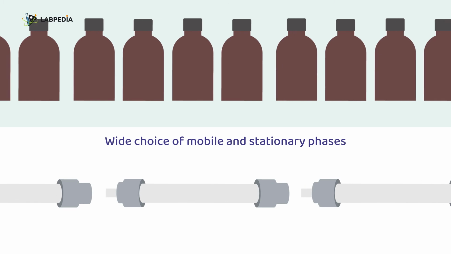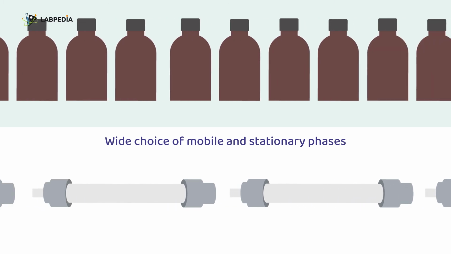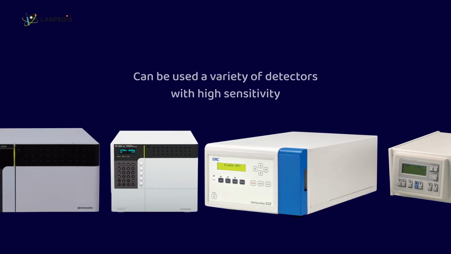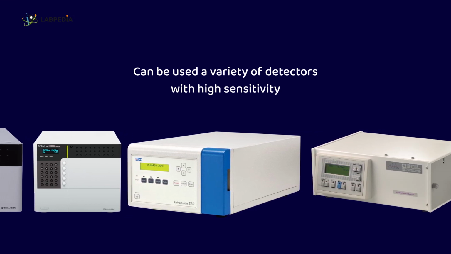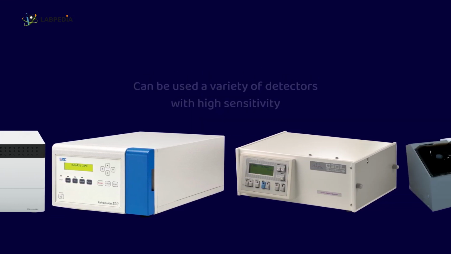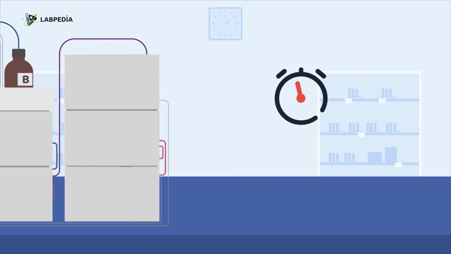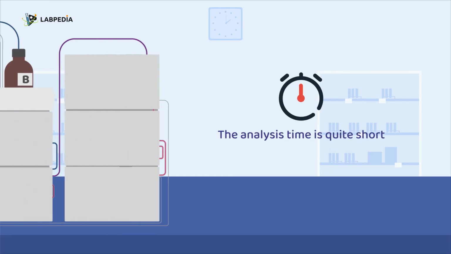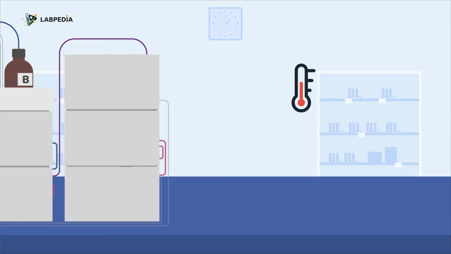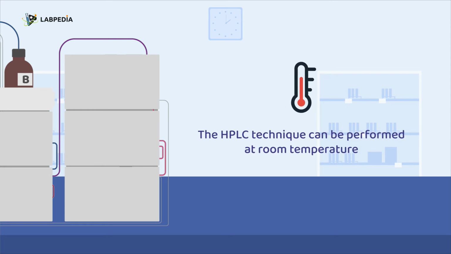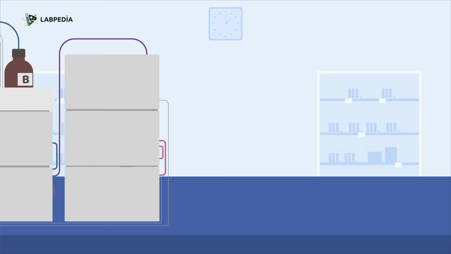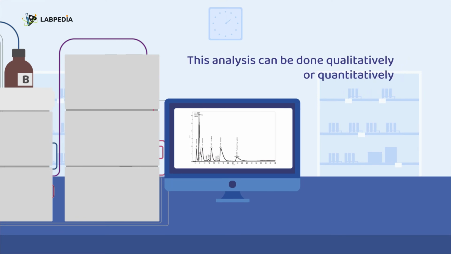Wide choice of mobile and stationary phases. A variety of detectors with high sensitivity can be used. The analysis time is quite short. The HPLC technique can be performed at room temperature. This analysis can be done qualitatively or quantitatively.